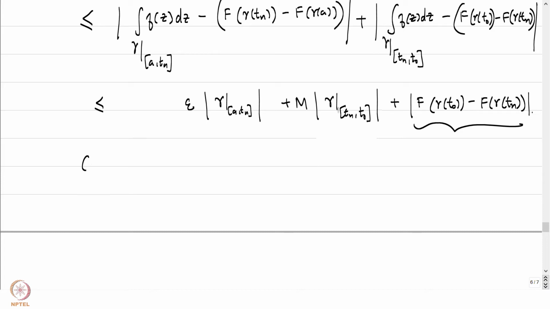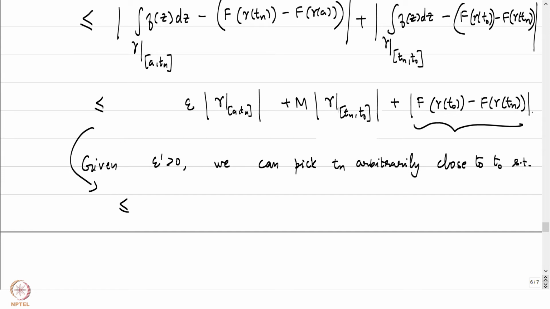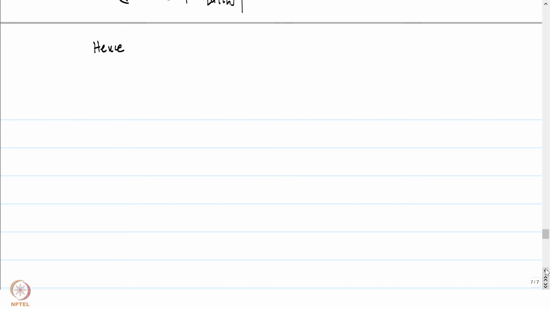So let me just write it down. Given an epsilon prime positive, we can pick, I leave the details to you, Tn arbitrarily close to T naught such that this is less than or equal to epsilon times the arc length of gamma restricted to Tn plus m times epsilon prime, or rather m plus 1 times epsilon prime, some constant times epsilon prime. So given any epsilon prime, we will be able to make it as small as we want. But then what were we estimating? We were estimating the term this. This was the term we were estimating.